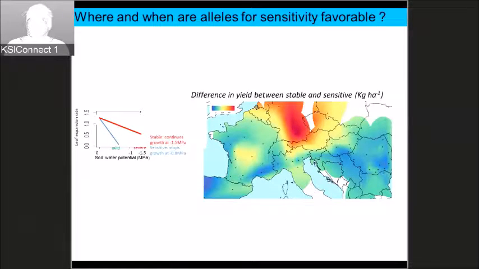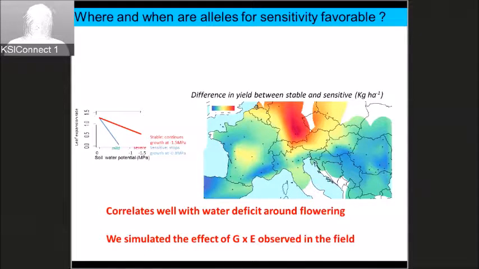So when the results here are red, it means that it's positive to keep going and keep growing under soil water deficit. When it's green, there's more or less no effect, and when it's blue, it's better to be sensitive to soil water potential. So you see that that's a genotype by environment interaction. It's something that we could have measured in the field, and it correlates well with the water deficit around flowering, more or less as expected. But what is important is that we were able to simulate this effect, the G by E effect, in the field.